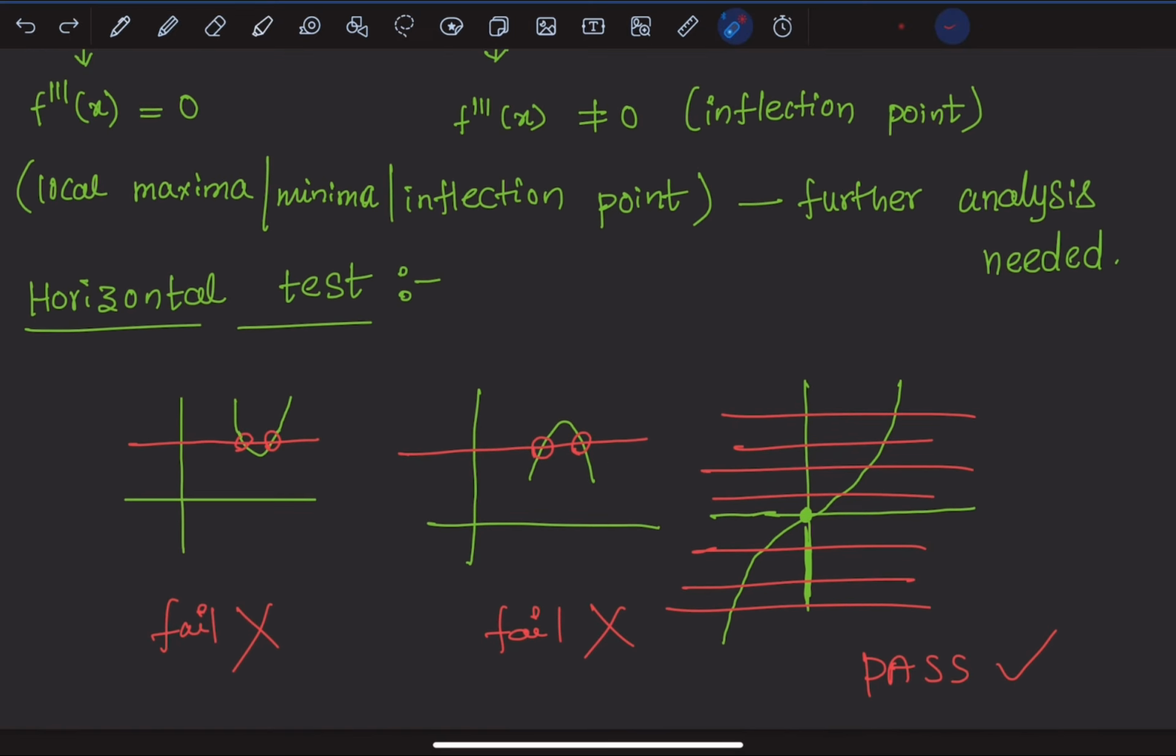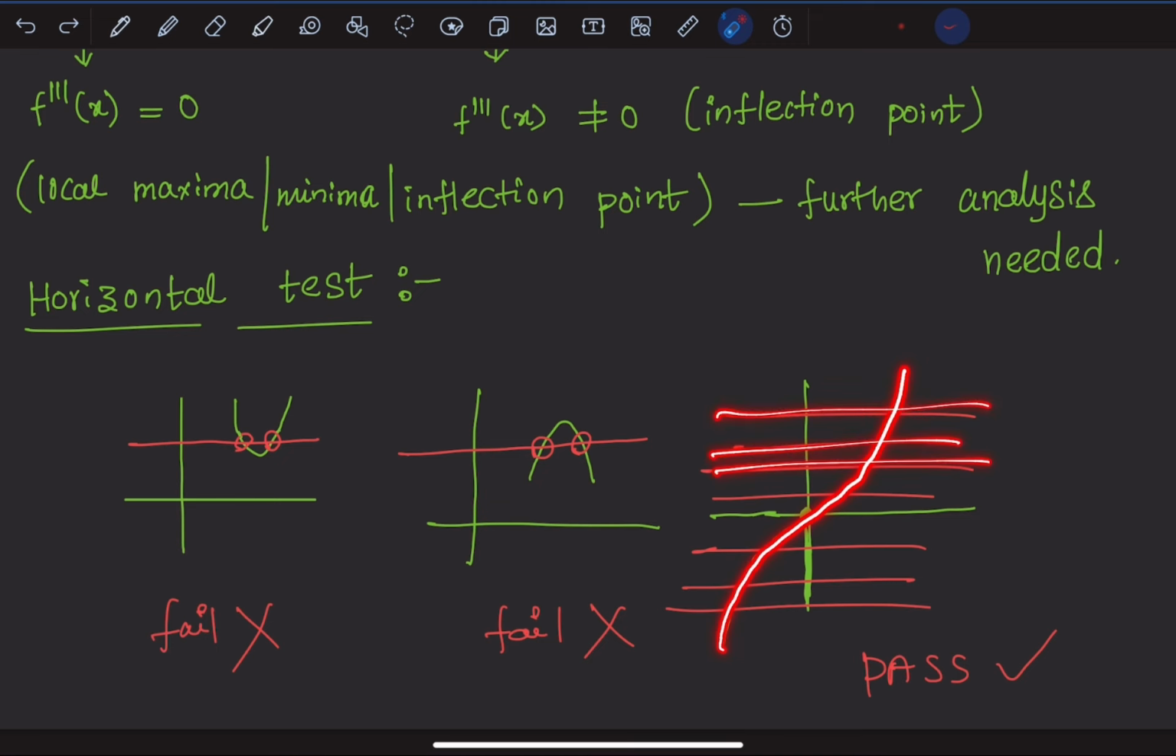Let us say your function has a local minima. Then your horizontal test fails, because two values on the x-axis get mapped to the same value on the y-axis. So if a function has a minima, then it is not a one-one function. Similarly, if a function has a local maxima, even in that case your horizontal test fails, and that will not be a one-one function. The next case is, let us say your function is continuously increasing.